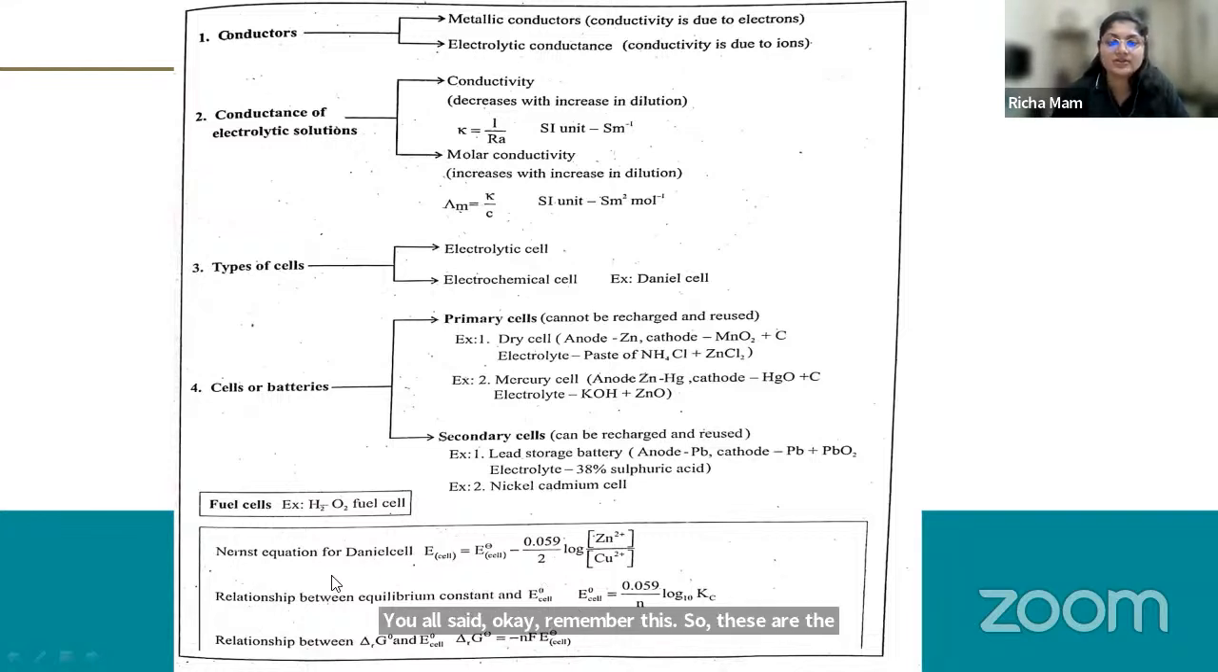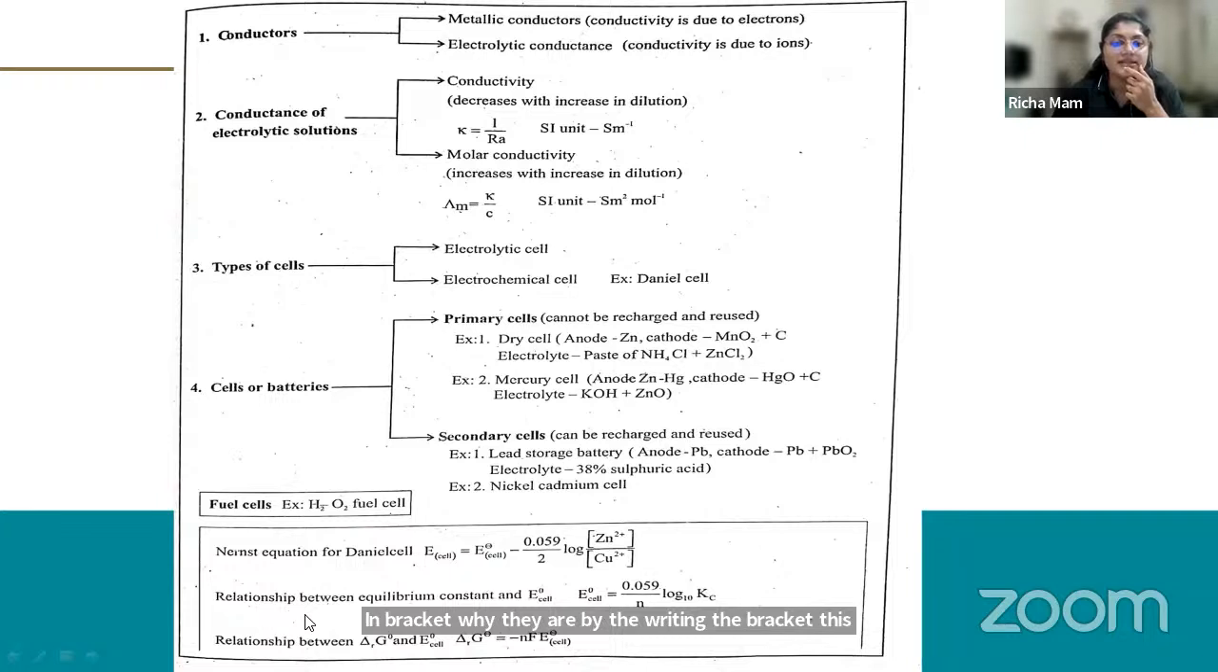Now these are the equations. Please note them, as based on these we are going to solve the questions at the end. The Nernst equation for the Daniel cell is given by E cell equals E naught cell minus 0.059 divided by 2 log of [Zn2+] divided by [Cu2+]. This is written in brackets because it represents molar concentrations.